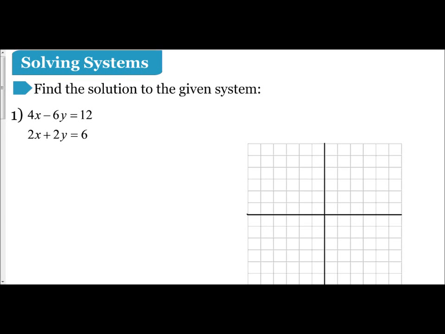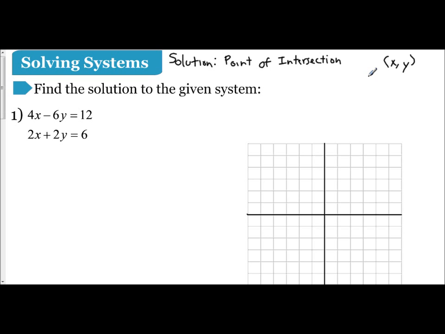In the following video, we're going to actually solve systems of equations. Now, when you're solving a system of equations, the solution that you're looking for is actually the point of intersection. The solution itself is an x, y coordinate. So your graphs can intersect in an x, y coordinate.